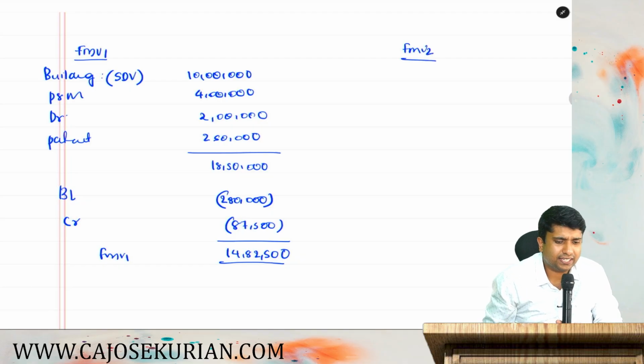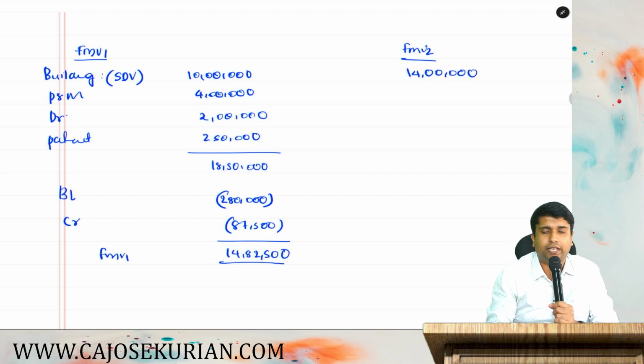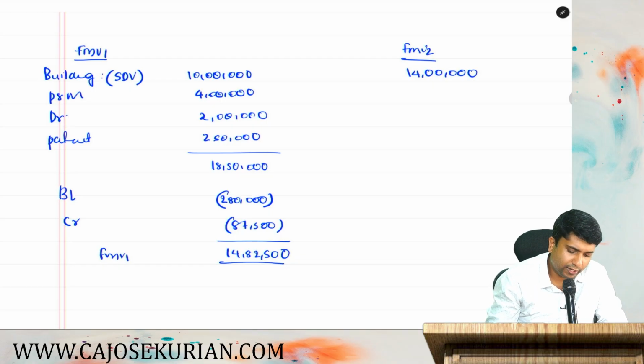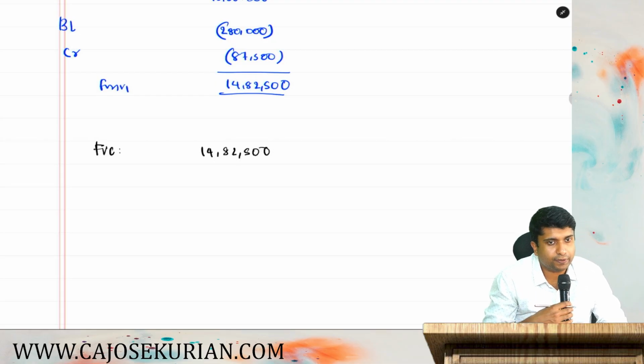So what they are saying is they are only giving monetary consideration of 14 lakh. So that amount can be taken as FMV2. So whichever is higher means FMV1. So full value consideration shall be 14 lakh 82,500. Are you with me?